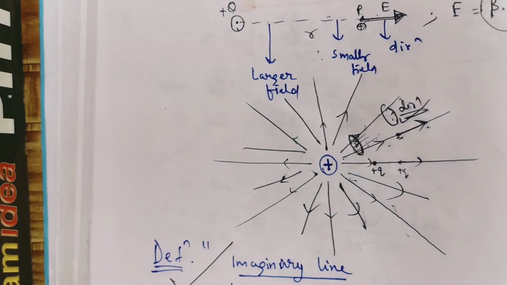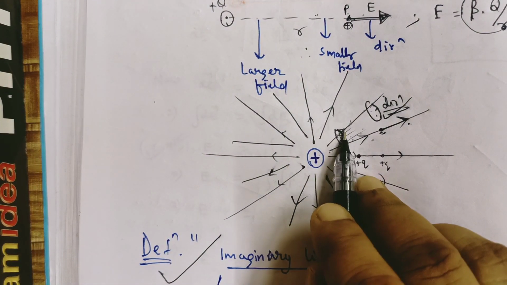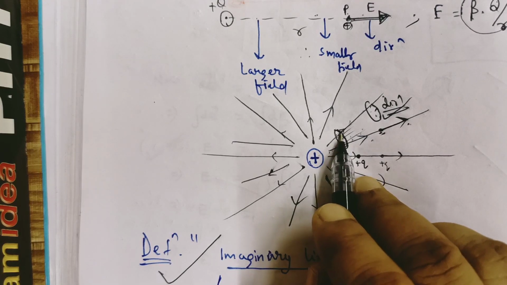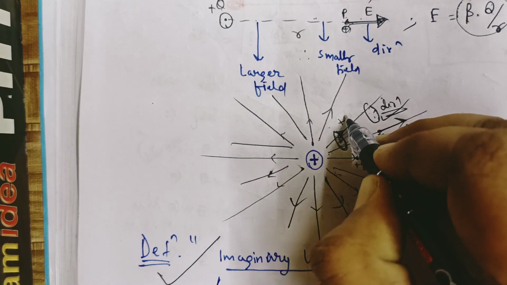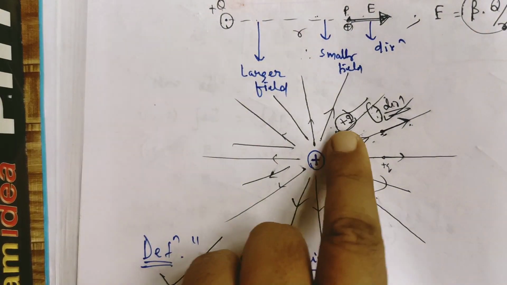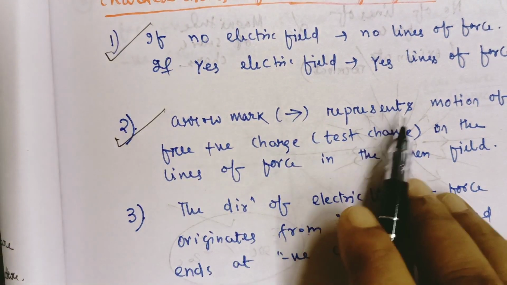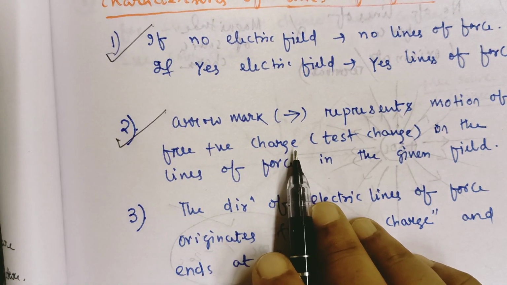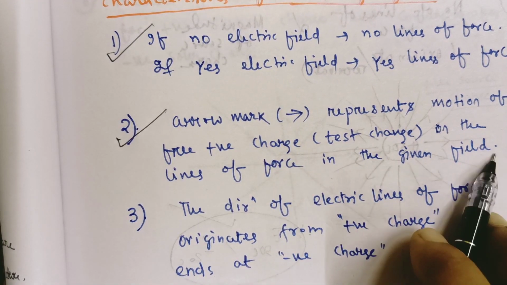What does the arrow mark represent? Now the arrow mark represents the motion of the positive charge. Then you ask, sir, why are you saying the positive charge? Because by convention, for testing the electric field, we always take a positive test charge. That's why the arrow mark represents the motion of the free positive charge. So the second point is that the arrow mark represents the motion of free positive charge, or you can say test charge, on the lines of force in the given field.